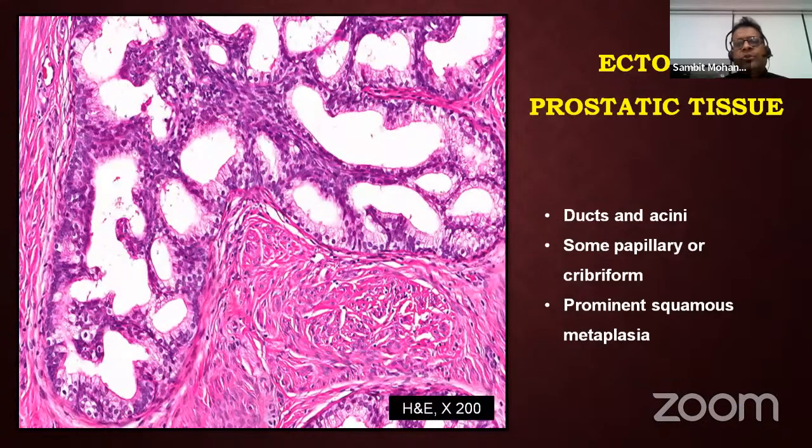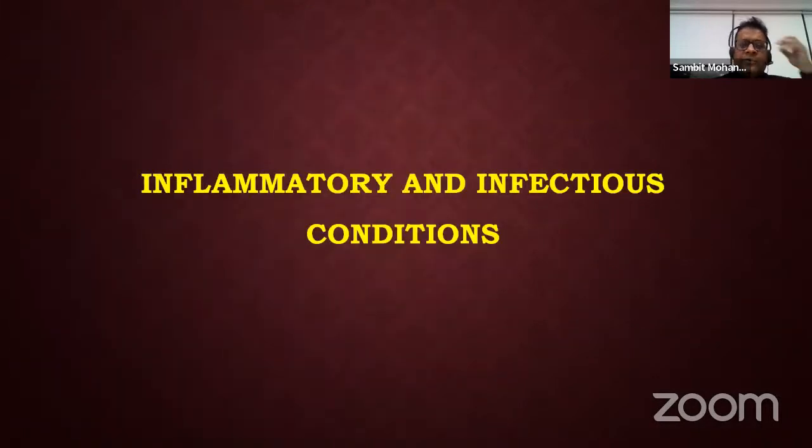Then comes ectopic prostatic tissue. We do have prostatic ducts and acini, and they show a lot of cribriforming, giving it a very confusing look of an adenocarcinoma or prominent squamous metaplasia. But remember, in prostate the cells are very, very monomorphic, and they have this clear to light eosinophilic cytoplasm, which will differentiate it from the urothelium. Then inflammatory and infectious conditions.